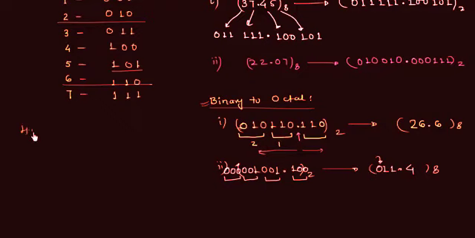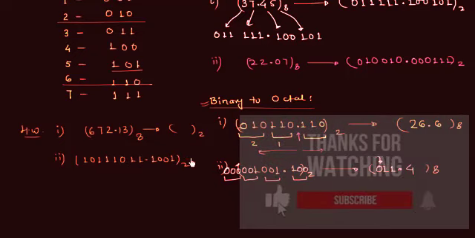Now we will move to homework problem. In first problem, the octal number is 672.13. This is in octal, and you have to find the binary equivalent of this octal number. In the second problem, we have binary number 10111011.1001. This is the binary number, and you have to find the octal equivalent of this binary number.